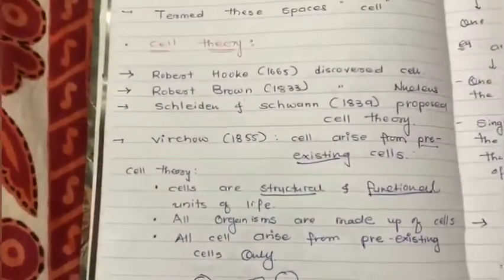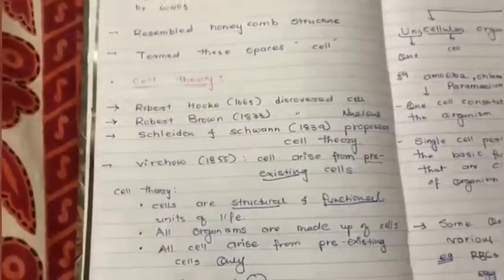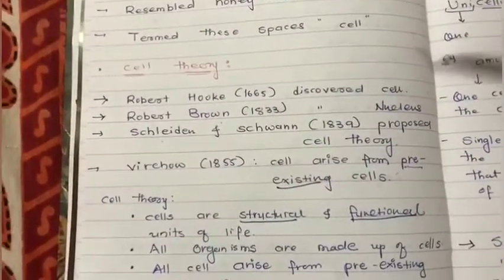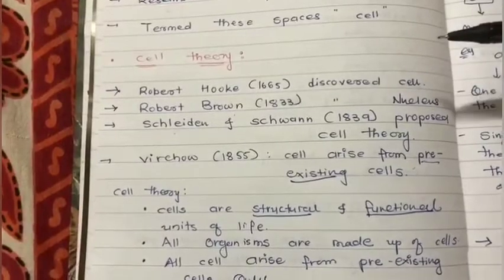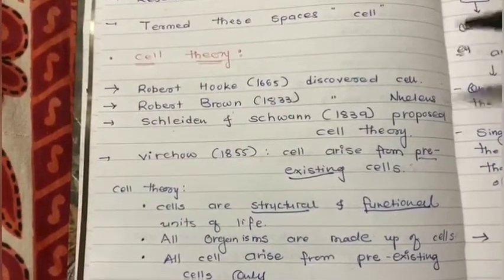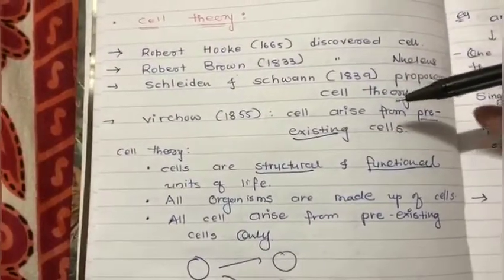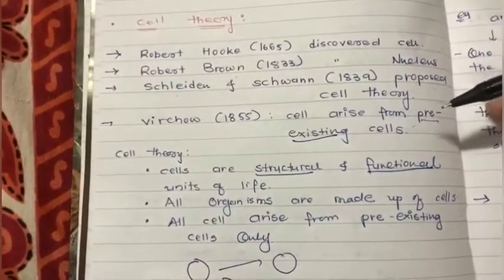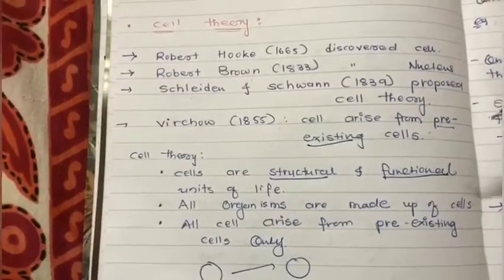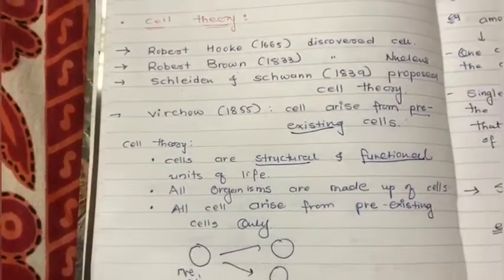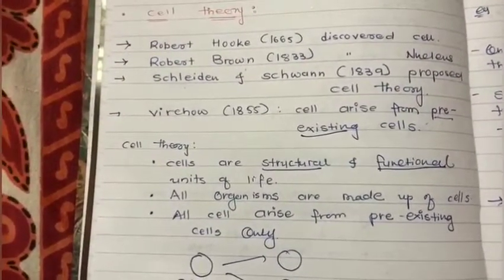Okay, now we will revise one thing. Robert Hooke discovered the cell, Robert Brown discovered the nucleus, Schleiden and Schwann proposed cell theory. The addition to this cell theory was given by Virchow, that is, cells arise from pre-existing cells. There is one more thing given in your textbook, that is the discovery of protoplasm.